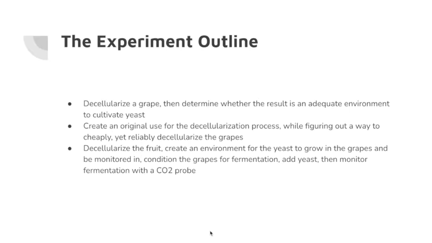In order to do this, I would have to decellularize the fruit, create an environment for the yeast to grow in that the grapes would be monitored in, and condition the grapes for fermentation. Add yeast, then monitor fermentation with a CO2 probe.